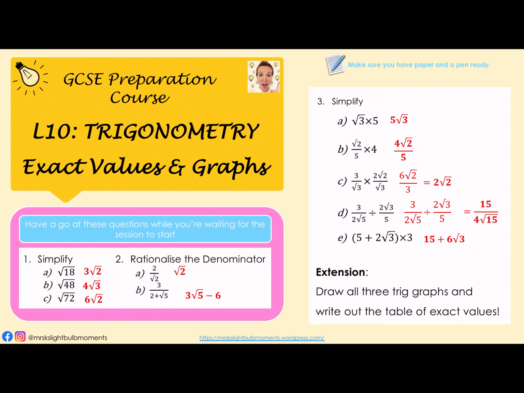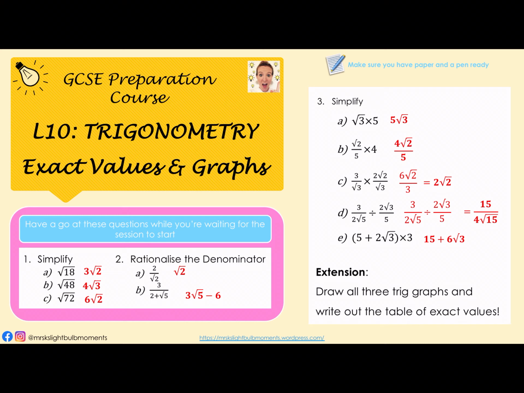So the first one was just our generic simplifying. We've got to make sure we can take out any large square numbers. 2, rationalising the denominator. You've got to get rid of that surd on the bottom sometimes. And question 3 was manipulating surds. So a bit of multiplication in there, a bit of your fractions work, some division in question D, and some brackets in E.